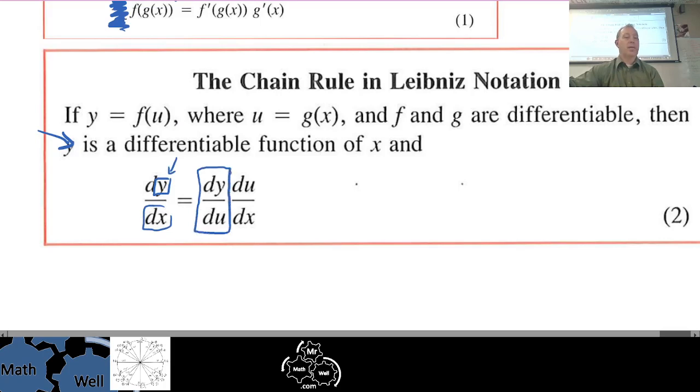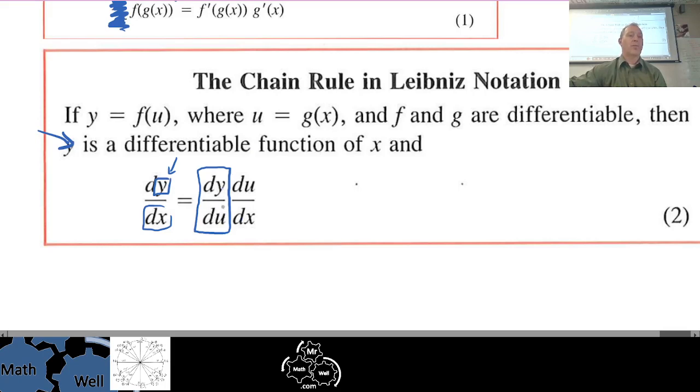Now, what is u? I mentioned u is the inner function. Okay, what's the inner function? U is. Right? It's bad English, but so what we do is we take the derivative of the outer function, and we leave the inner function alone in there.